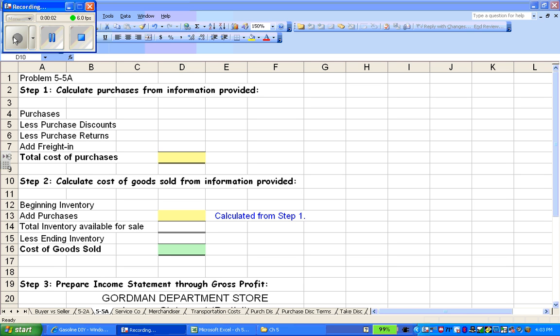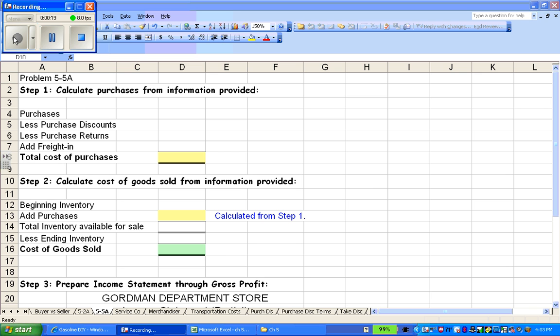Okay, this is problem 55A. It's located in your text on page 232. The first thing I would do is see what's required. They want me to prepare an income statement through gross profit for the year ended December 31st, 2008.